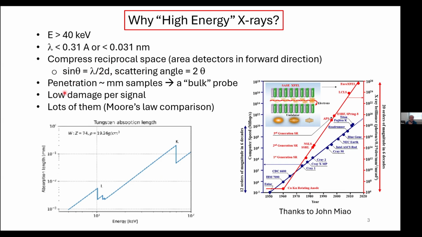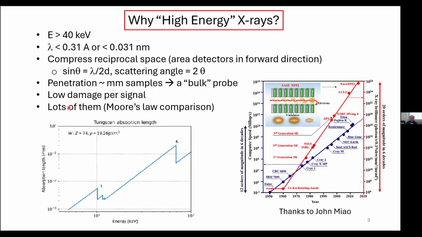Also, high energy X-rays penetrate more material, and by tuning the energy, we can get transmission through millimeter samples spanning most of the periodic table. It's not always possible, as the example of tungsten down here shows. But if we can get through a substantial amount of material, then we can call X-rays a probe of the bulk of the sample. So if we want to look at internal microstructures, high energy X-rays are a way to do it.